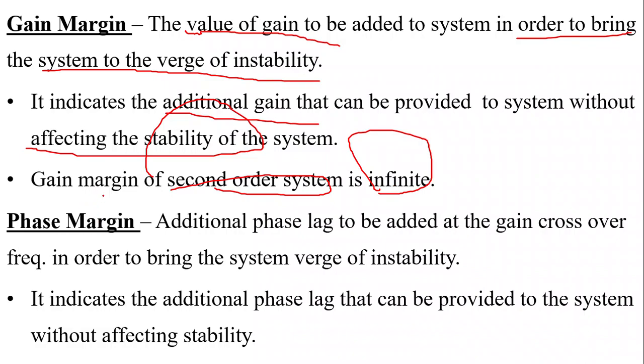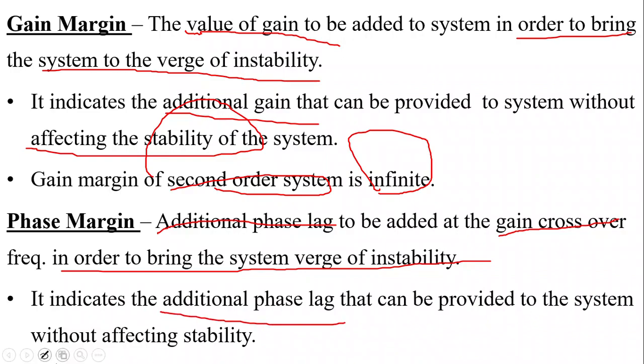The next one is phase margin. Here, the gain margin is the value of the gain added to the system to bring the system to the verge of instability. Similarly, the phase margin is the additional phase lag to be added at the gain crossover frequency in order to bring the system to the verge of instability. The phase margin indicates the additional phase lag that can be provided to the system without affecting our stability.